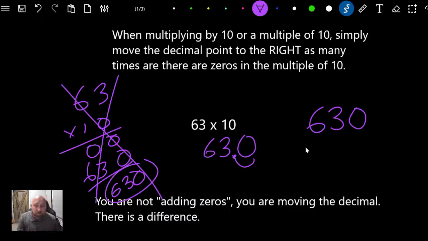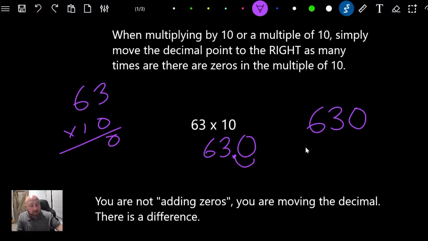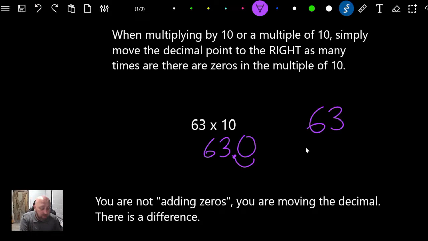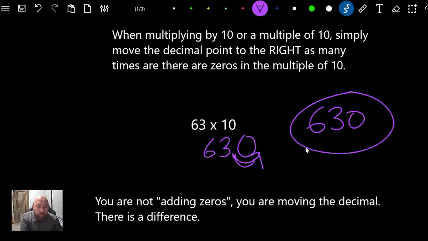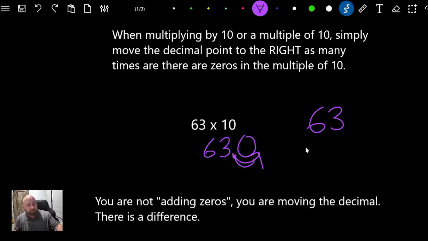So you don't have to do that every time. This is a waste of your time. Pushing buttons on a calculator is a waste of your time. Here's the easy way to do it. Here's the hack, right? All you have to do is move your decimal point one place and then add a 0, and then we have 630.